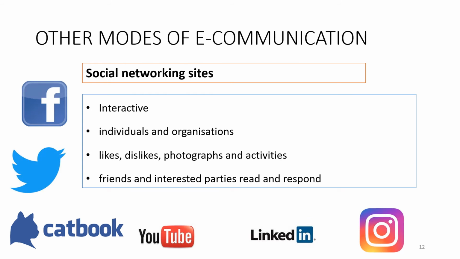There are many other modes of communication. Social networking sites are a way of communicating, and they are interactive. You can have individuals as well as organizations using them. The things you can do are things like liking, disliking. You can add photographs or activities or comments, and the people that see your posts, friends and interested parties, can read, and then they can respond to what you've put onto the social networking site.